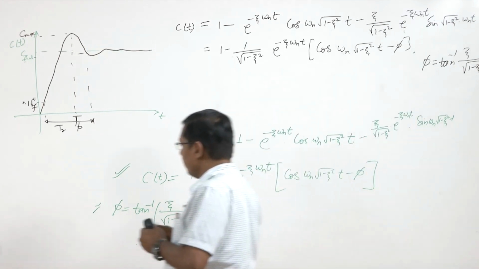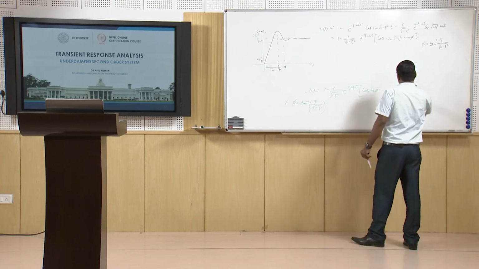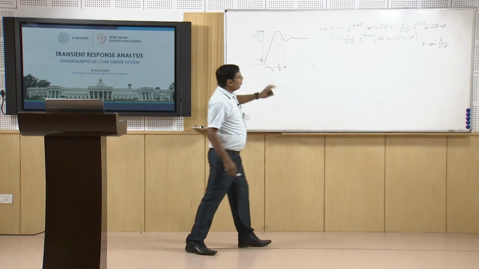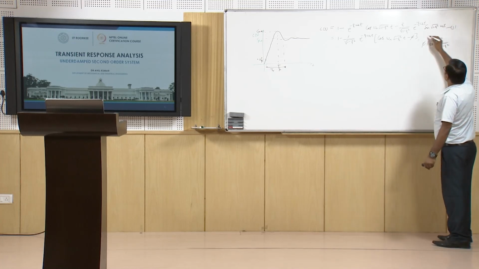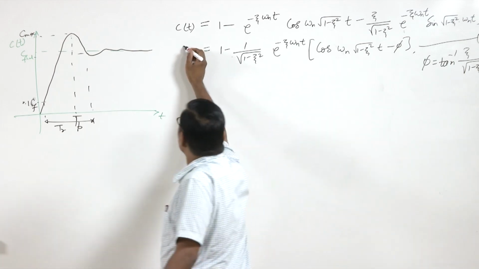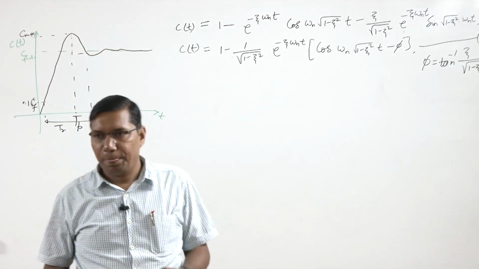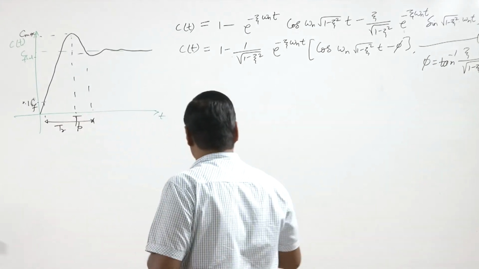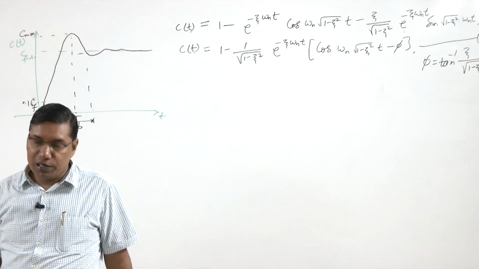So this is the expression, and we will use this. Let us say this is equation number 1 and this is equation number 2. So if we want to know the peak time of this response, because this is the response and it is represented by this curve.